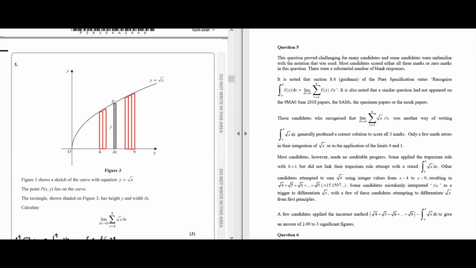Only a few made errors in integrating x to the half, which is the same as square root of x, or in the application of the limits. Some applied the trapezium rule but did not link the trapezium rule with the stated integral. Other candidates attempted to sum root x using integers from x equals 4 to x equals 9. I don't know why you would do that. Some candidates mistakenly interpreted delta x as a trigger to differentiate root x, with a few attempting to differentiate root x from first principles. But yeah, I thought overall it was actually quite easy.